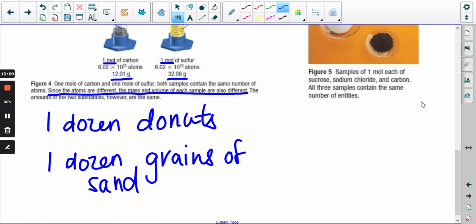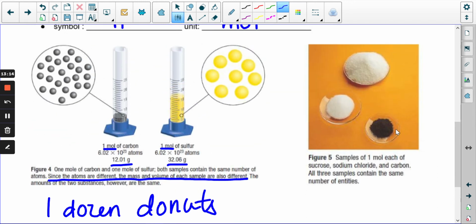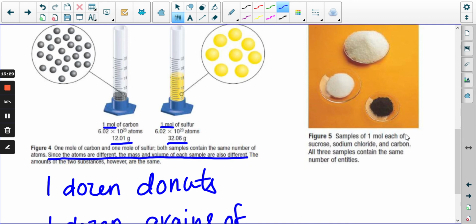To extend that a little bit further, the picture on the right side. This picture is showing 3 different substances. We've got sucrose, which is just table sugar, sodium chloride, and carbon. All 3 of these each contain 1 mole. Again, 1 mole represents 6.02 times 10 to the power of 23 entities.